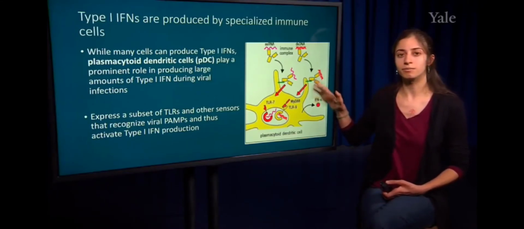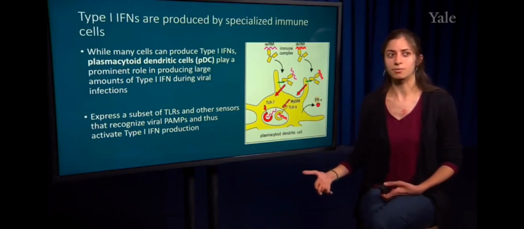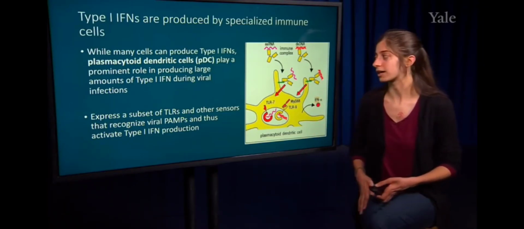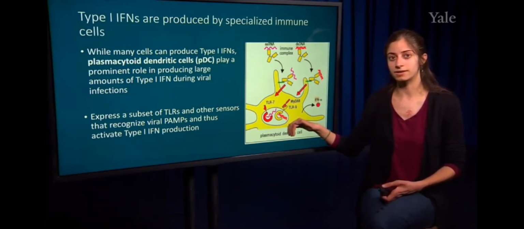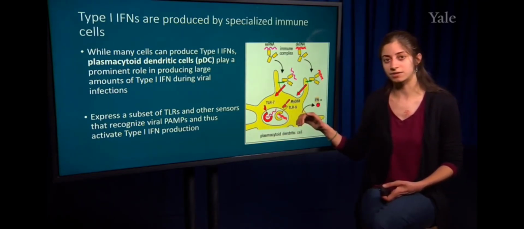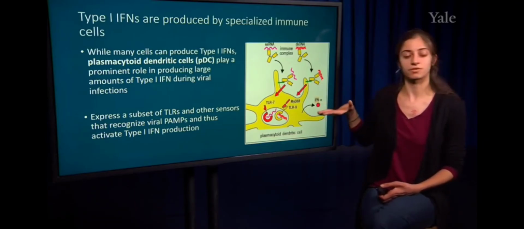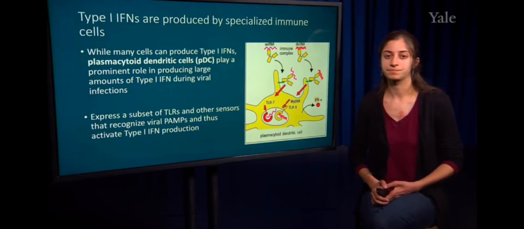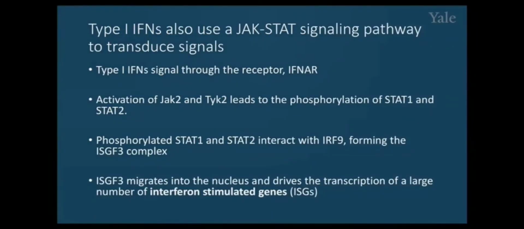So you can see here, most of the time viruses are recognized due to their RNA or DNA. This is something that you may have heard about or will hear about in other lectures. But this recognition of RNA or DNA by the plasmacytoid dendritic cell through TLR7 and 9 respectively will allow for the massive increase of type 1 interferon production, including interferon alpha and interferon beta. These type 1 interferons also use a JAK-STAT signaling pathway to transduce signals, similar to the other cytokine receptors or the tyrosine receptor kinases that we talked about earlier.